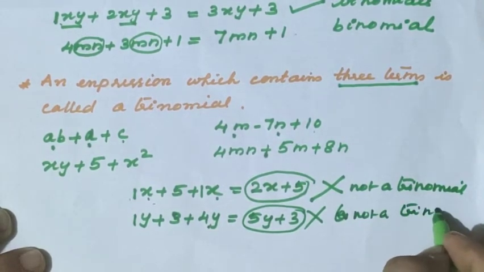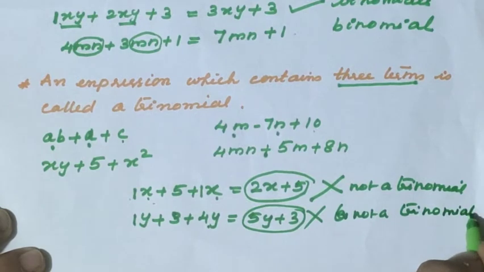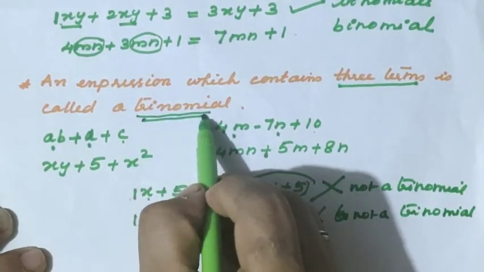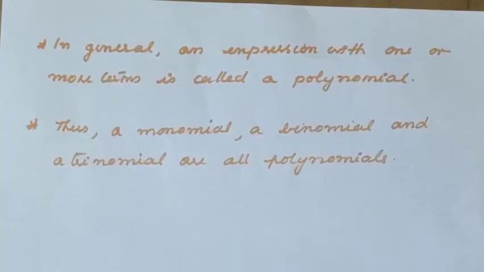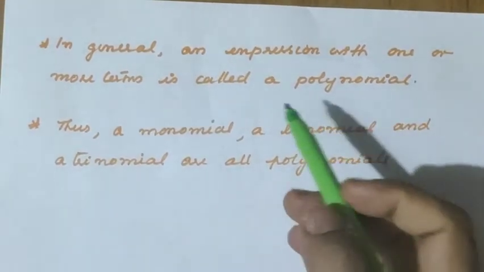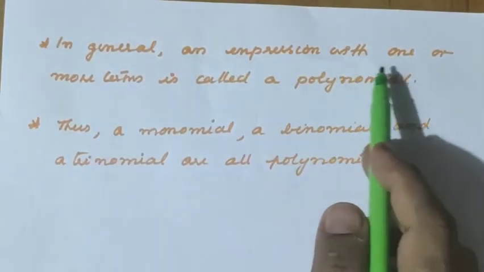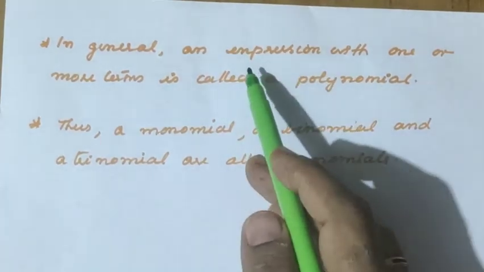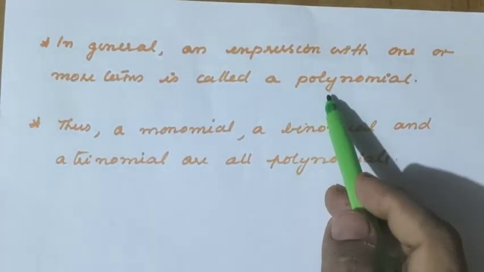Got? So in an algebraic expression, if we are having only one term, then it is called a monomial. We have 2 terms, then we call it a binomial. If it is 3 terms, then we can call it a trinomial. In general, an expression with one or more terms is called a polynomial only. One or more terms is called a polynomial.